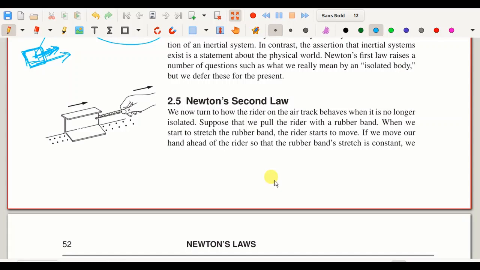So I think we will cover Newton's second law later on, and we stop here.